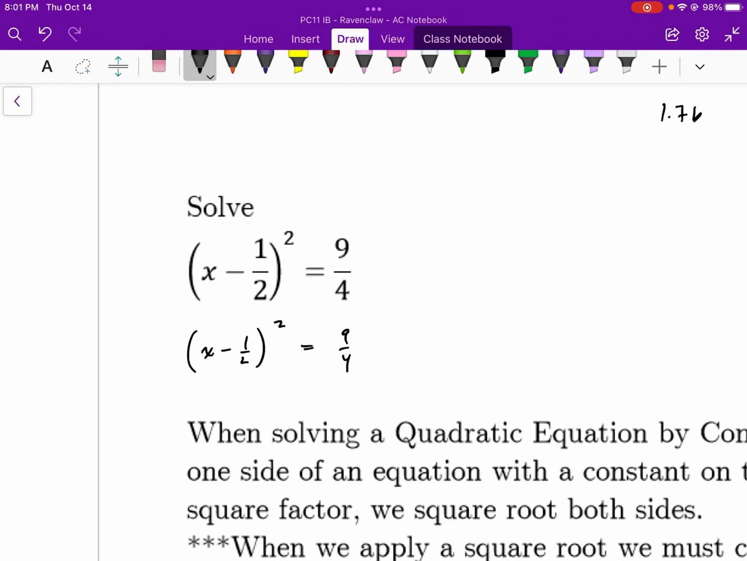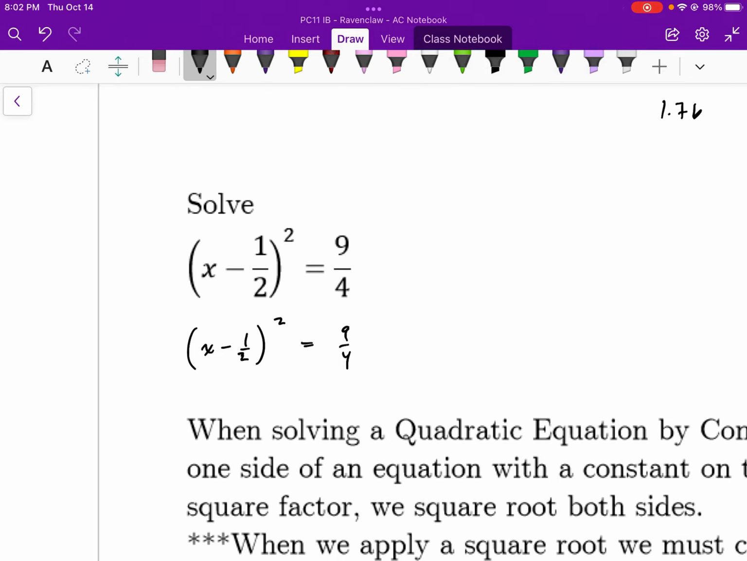So moving on, our next example is (x - 1/2)² = 9/4. I've just simply rewritten this, and you'll see very quickly why I've done this.